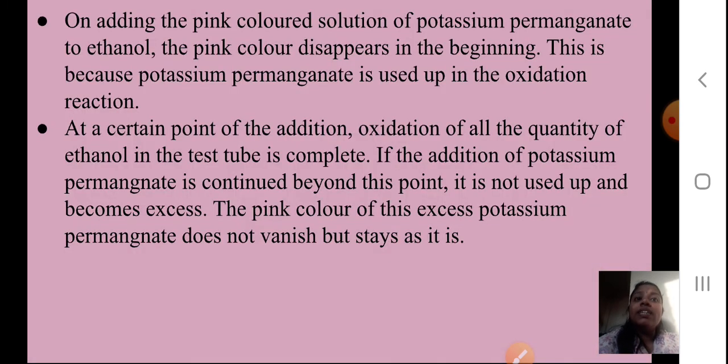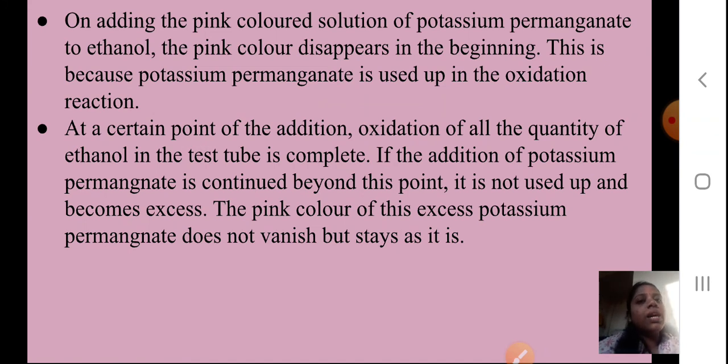On adding the pink colored solution of potassium permanganate to ethanol, the pink color disappears in the beginning. This is because potassium permanganate is used in the oxidation reaction. You have seen potassium permanganate is pink in color, so that color disappears. At a certain point of the addition, oxidation of all the quantity of ethanol in the test tube is complete. If the addition of potassium permanganate is continued beyond this point, it is not used up and becomes excess. If I go on adding more and more, you will see there is no color change, because whatever was required, the oxidation of that ethanol has taken place. The pink color of this excess potassium permanganate does not vanish but stays as it is. Okay students, I hope this part is also clear to you.